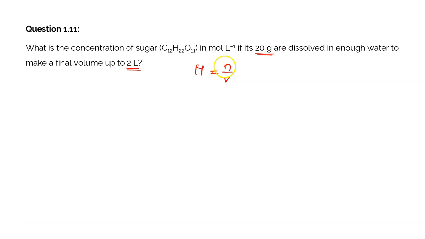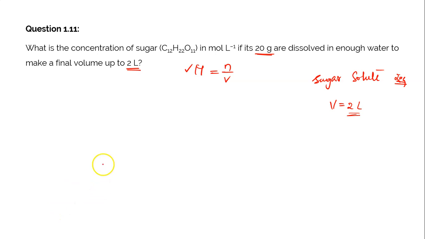And what do you know in order to calculate molarity? You know the grams of sugar. Here you're mixing sugar in enough water, which means sugar is the solute, and you know the mass of the solute, which is 20 grams. You don't know the mass of solvent, which is actually not even needed. But you know the final volume, which is 2 liters. So you know the mass of sugar and the final volume. Now let's try to calculate molarity.